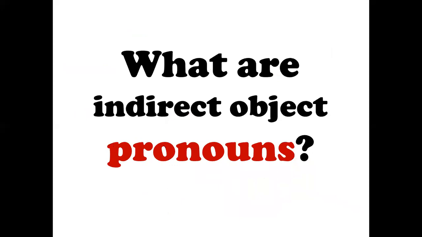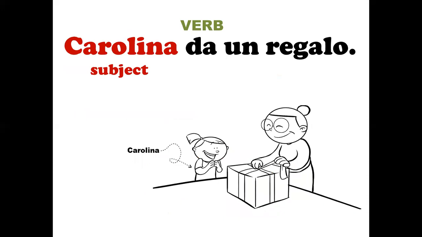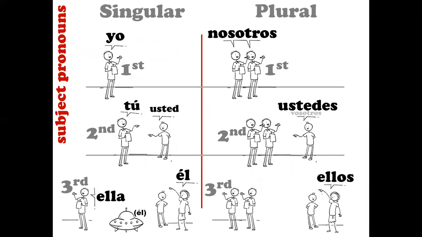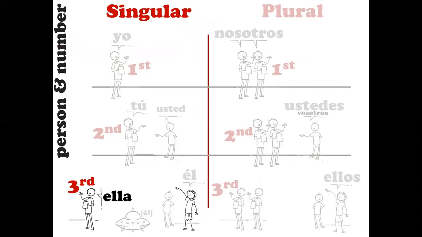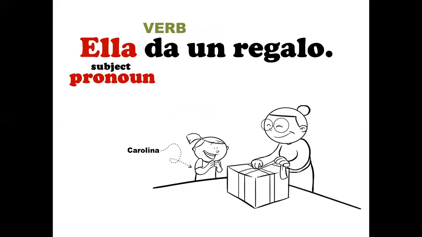So what are indirect object pronouns? Well, we've already talked about a few types of pronouns. First of all, let's address the subject, Carolina. In this case, Carolina is a proper noun. It's the name of the person who's giving the gift. If we want to replace Carolina with a subject pronoun, we would choose which one? We've already done it earlier in the presentation. We would replace it with ella. She gives a gift. Ella is the subject pronoun.